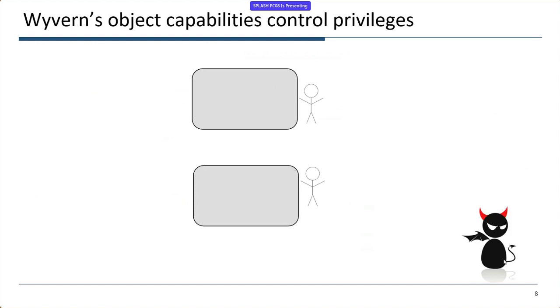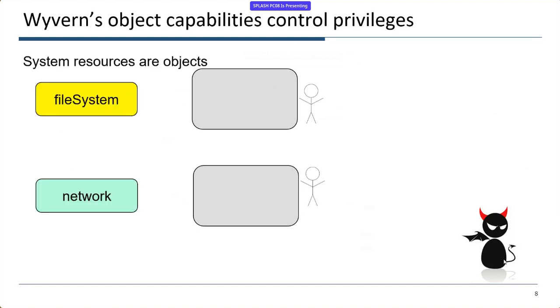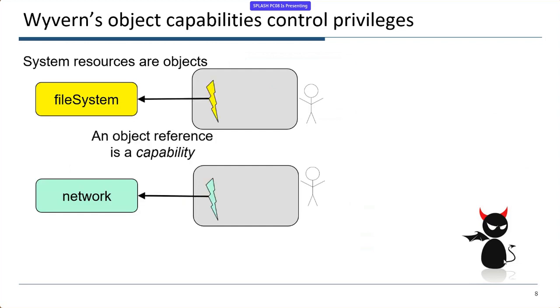So, introduction to capabilities. Object capabilities control privileges. System resources are objects. The file system is an object. The network is an object. And of course, individual files in the file system are objects. Directories are objects. Connections to the network are objects. So we break it all down. So a capability is a reference, right? A reference to one of these objects.